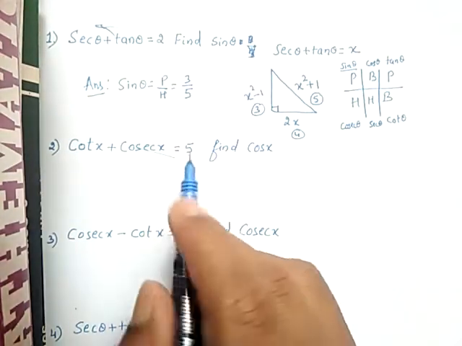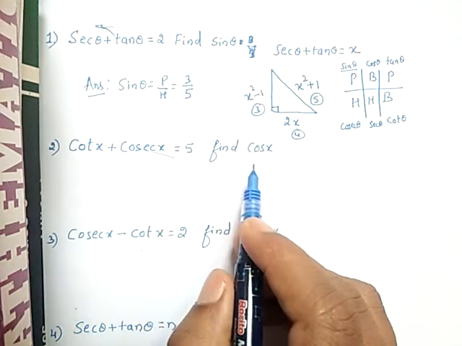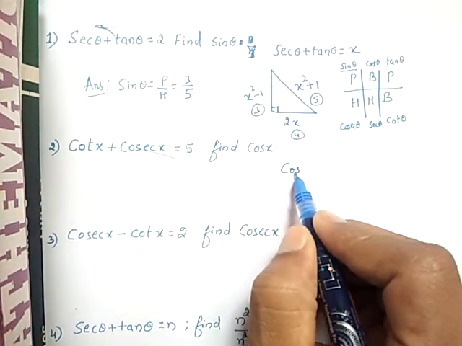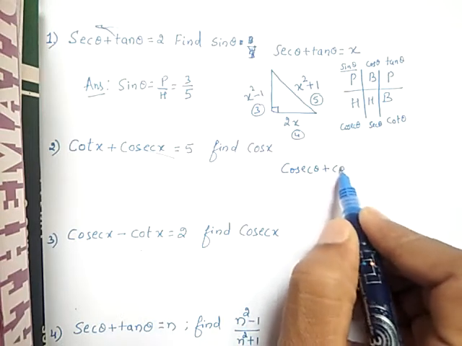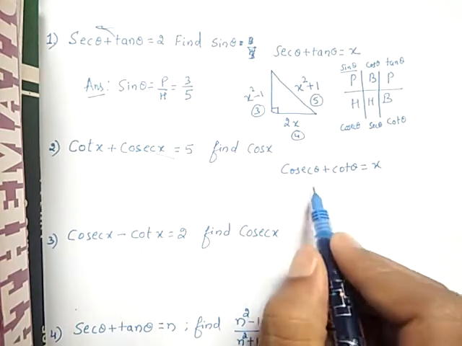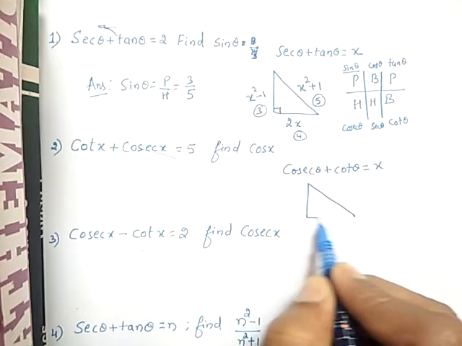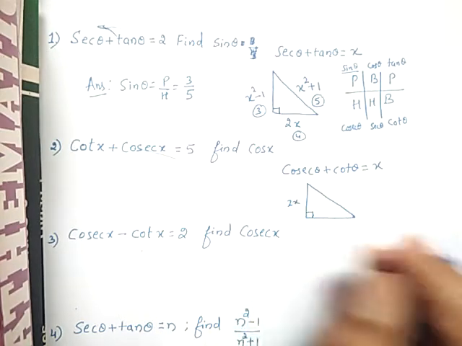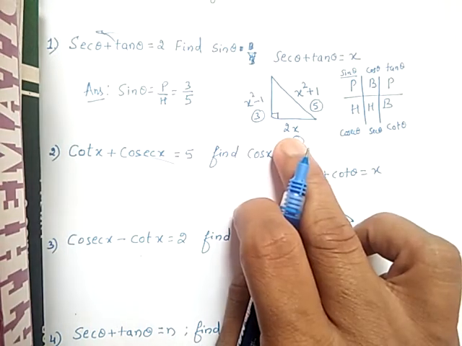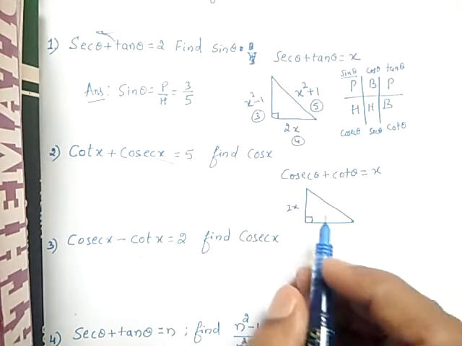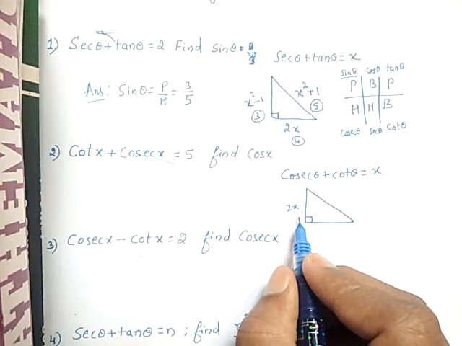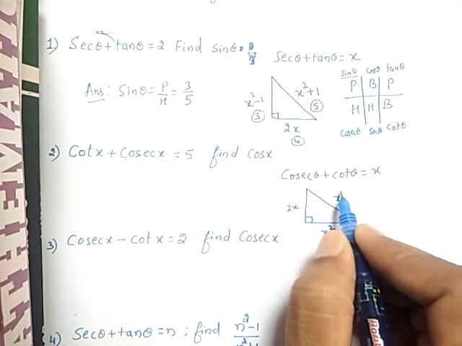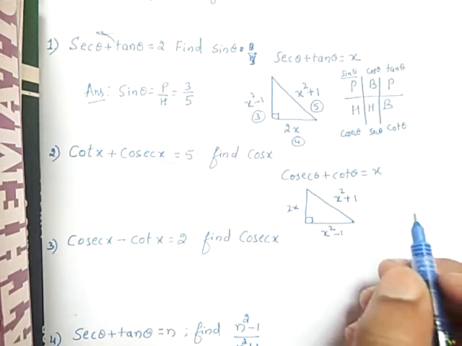Next, if it is cot x plus cosec x is equal to 5, find cos x. How to find this? If any form is cosec theta plus cot theta is equal to x, here also the same thing, you have to use the Pythagoras theorem. This is 90 degrees. Simply take here 2x as the base, and here you have to take the perpendicular. If this is 2x, this will be x square minus 1 and this one will be x square plus 1.